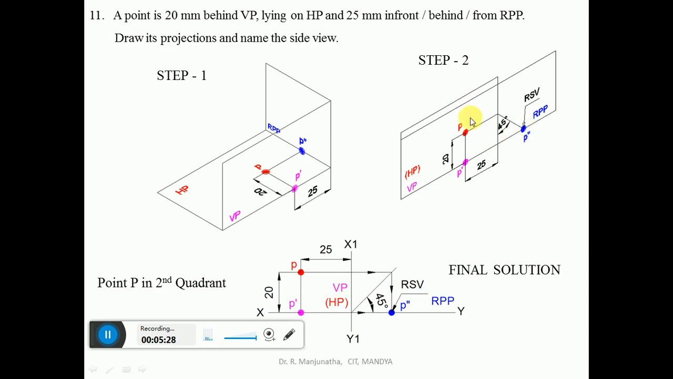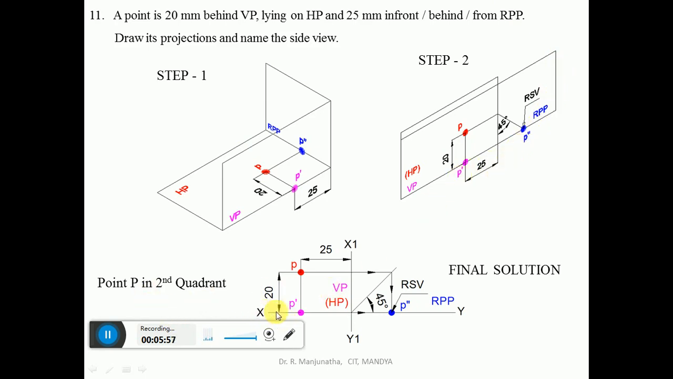Since it is behind RPP, we are going to get the right side view. So that means this is behind VP and this will be on HP. So it will be on VP. So this is the profile view. So this is how we can analyze projections of a point in 3 dimensions, also when the planes have been rotated. Now we will go to solve the problem in the sketchbook.